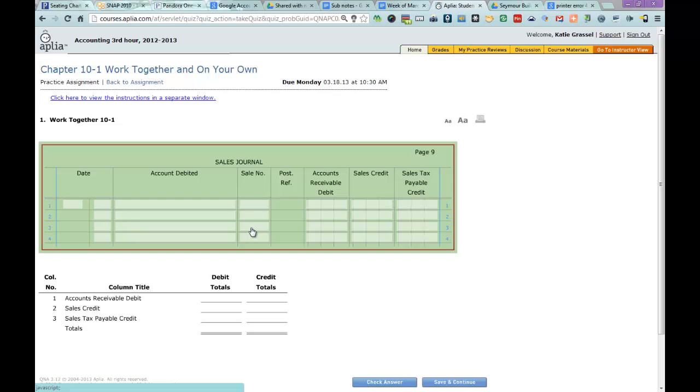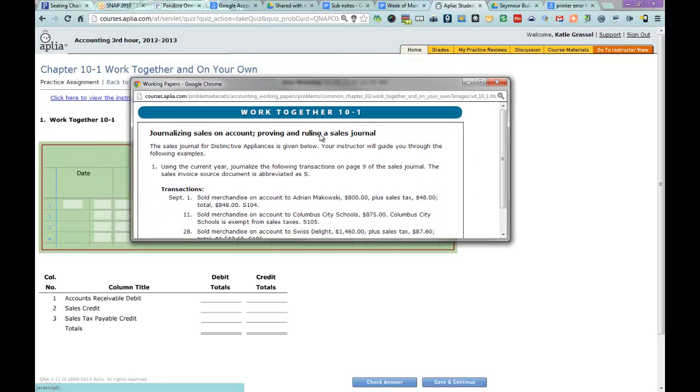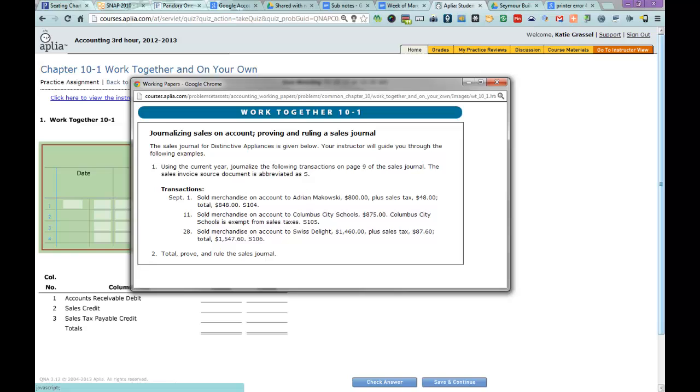So when we look at our sales journal, I want us to look at the transaction, because anytime we're affecting our sales journal, this is how the transaction is going to be stated. You are going to have examples where you have to calculate your sales tax. They are not going to give it to you. Okay? How do you calculate sales tax?